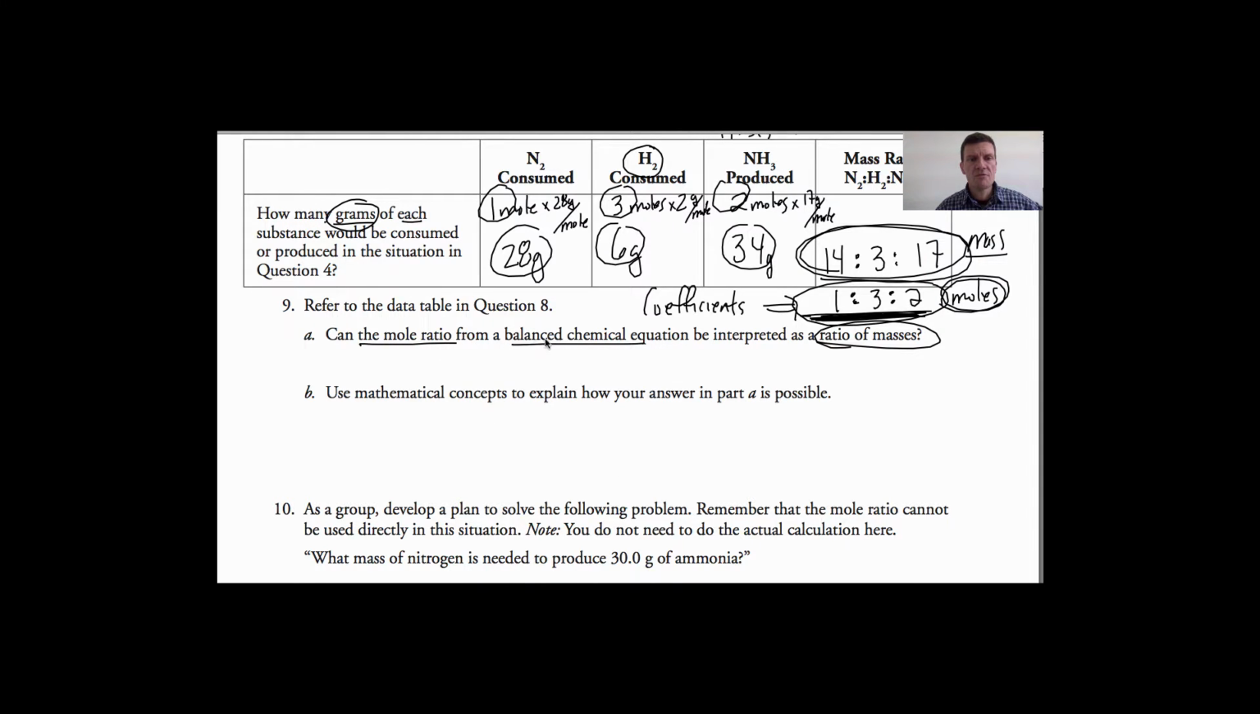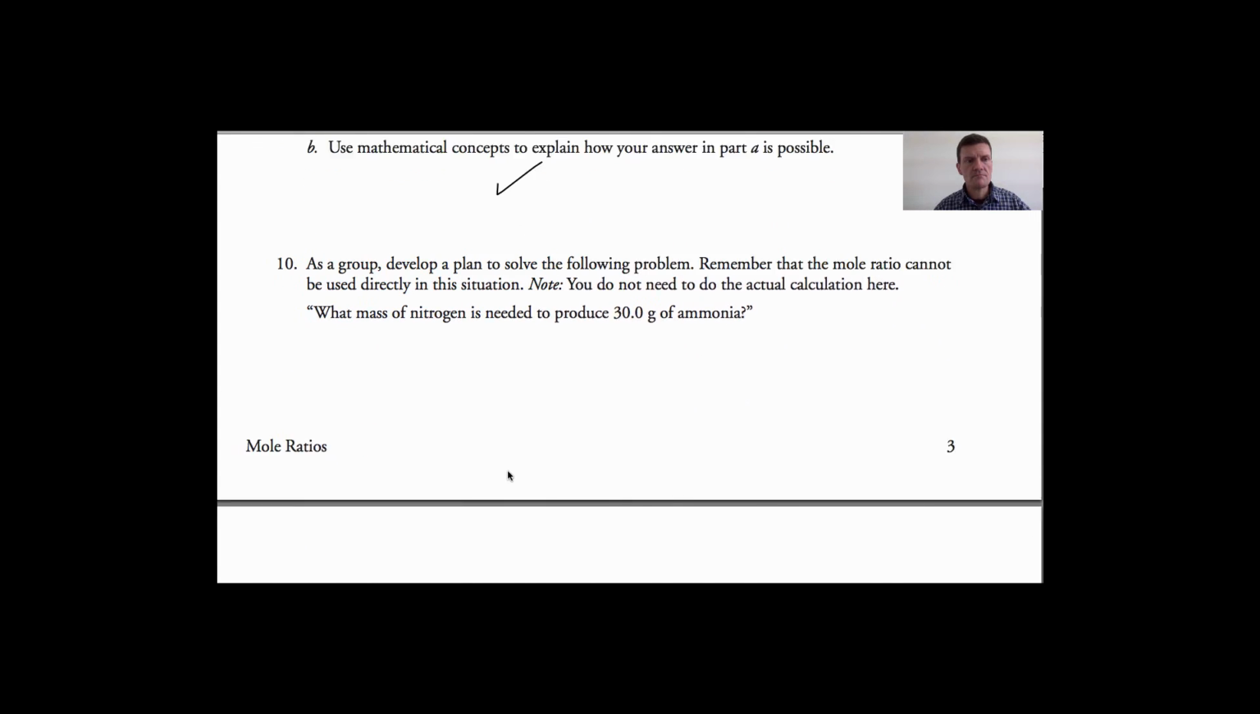Can the mole ratio from a balanced equation be interpreted as a ratio of masses? Oh, we just answered that. The point here is that yes, I use the mole ratios in order to come up with the masses and look at the mass ratio, but I don't want you to be confused here. I always want you to realize that the coefficients in a balanced equation are giving you the molar ratios, not the mass ratios. Okay? So that's what I want you to understand there.